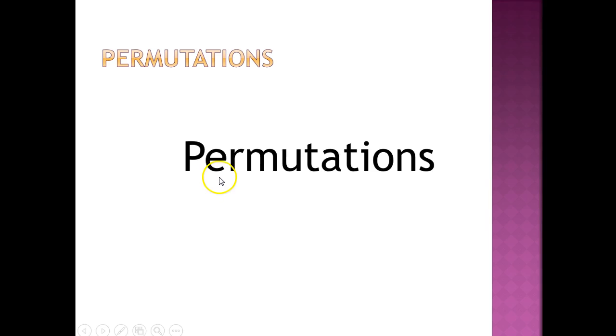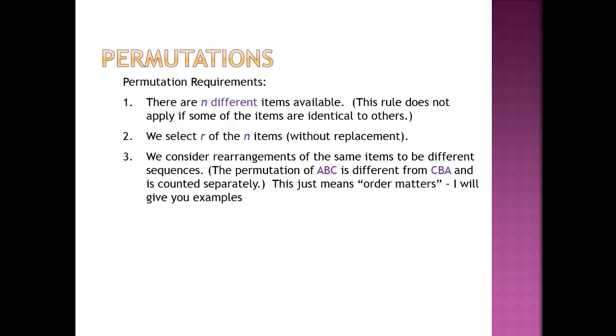Permutations. Now, after you learn about factorials, you learn about permutations. Permutation requirements. With permutations, there are n different items available, and we're going to select r of them. In other words, it could be 10 and we select 3. You can't select more than you have available.